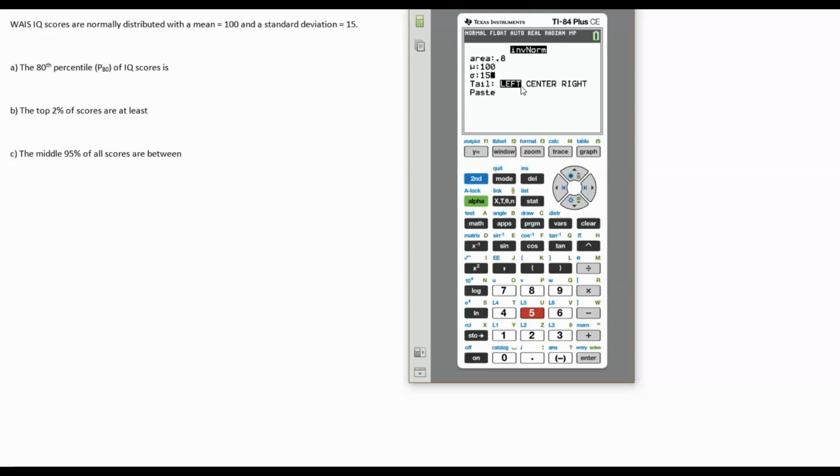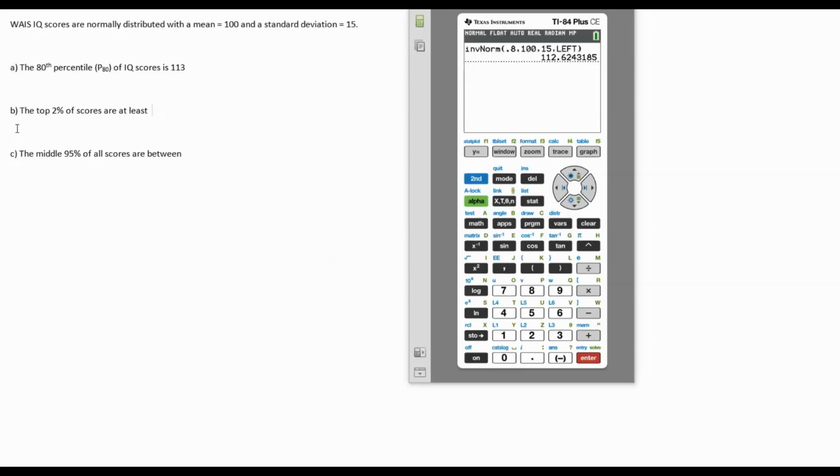Then it says tails. So if you think about the normal distribution, which is bell-shaped and there's tails on the left and right, if I want the area below to be 80%, whatever this value is, that's the left tail. So for percentile, it's always left tail. I choose left, and then I hit paste. It'll put the command on the command screen, and then I hit enter, and I get my result, 112.62. Now usually IQ scores are rounded to the whole number, so I'll go ahead and round that to the whole number. And so the 80th percentile would be 113.